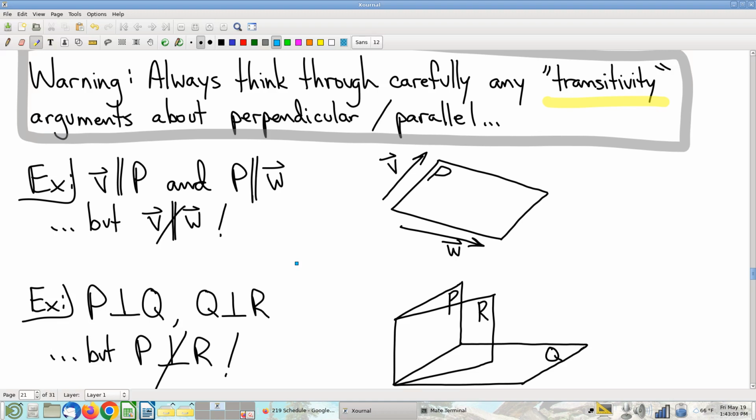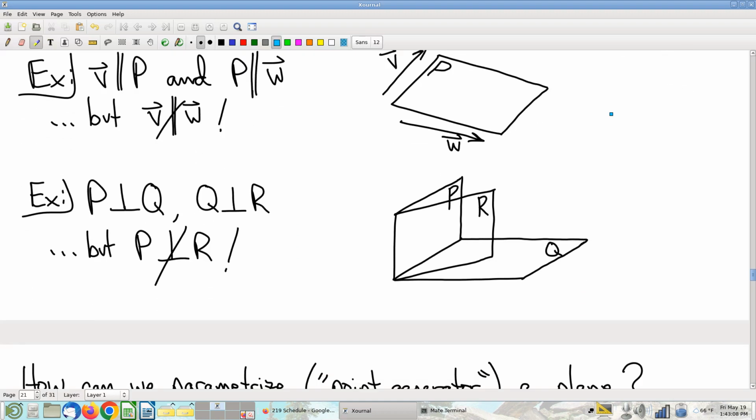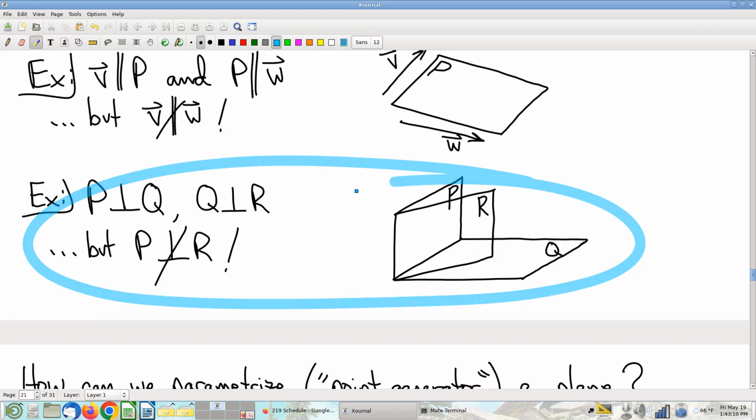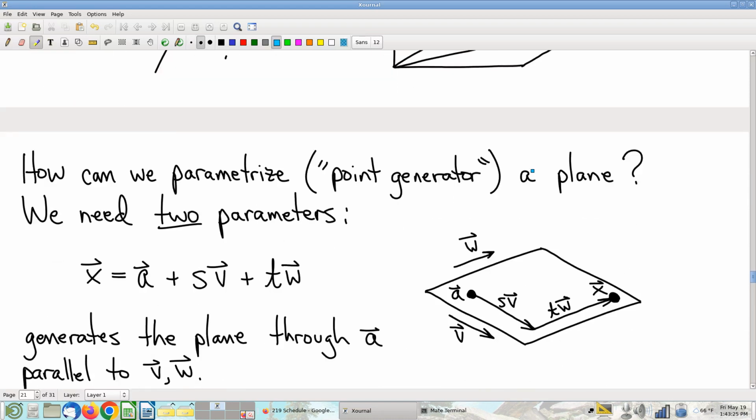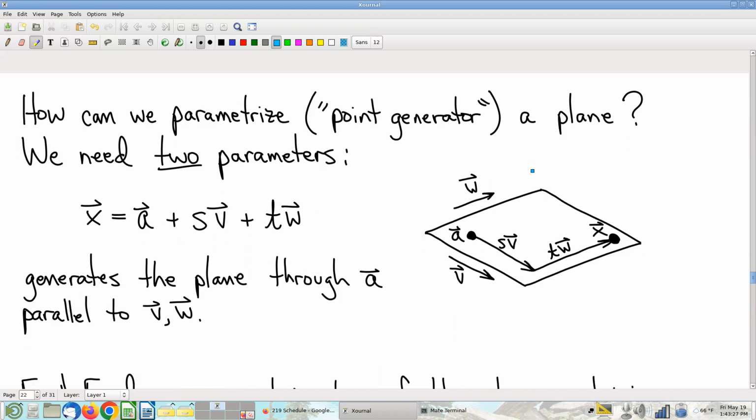Okay. All right. So another transitivity failure here that you can think through. P and Q are perpendicular. Q and R are perpendicular. P and R are no conclusion. Who knows about P and R? We'll probably just end it with this last observation here.